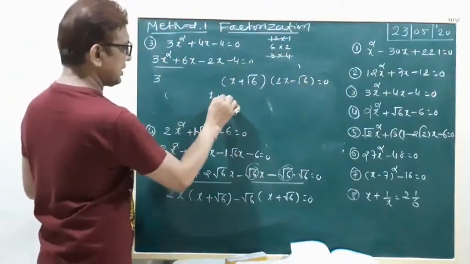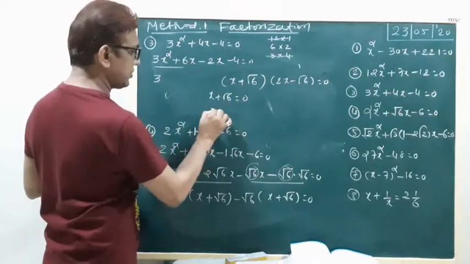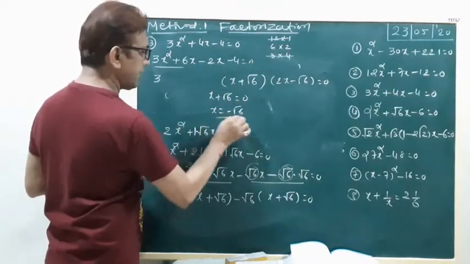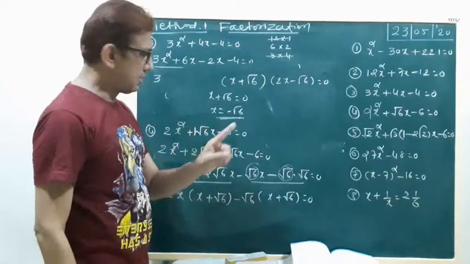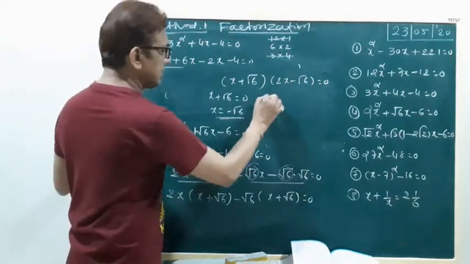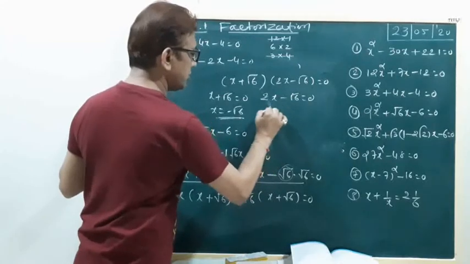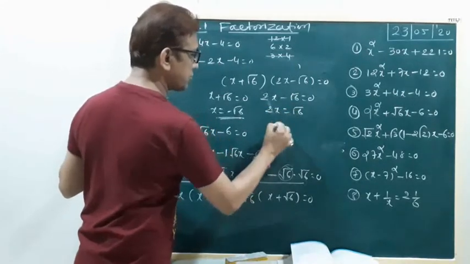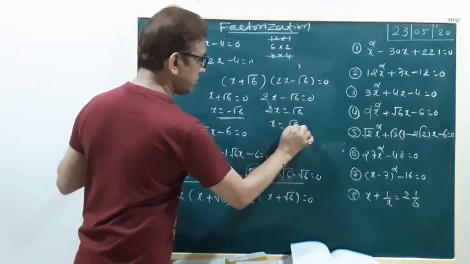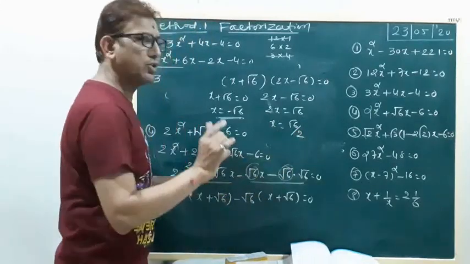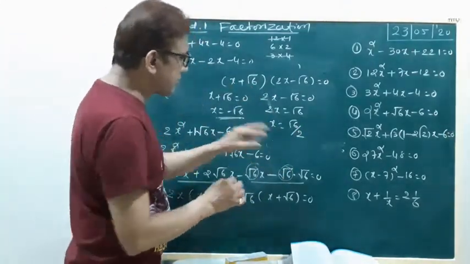So x plus root 6 equal to 0. X equal to minus root 6. Is that clear? Is one of the solutions. And second, 2x minus root 6 equal to 0. So 2x equal to root 6. X equal to root 6 upon 2. This is your answer. But we again simplify.